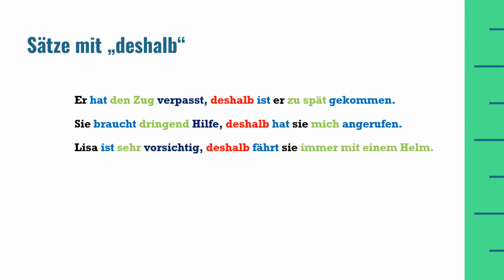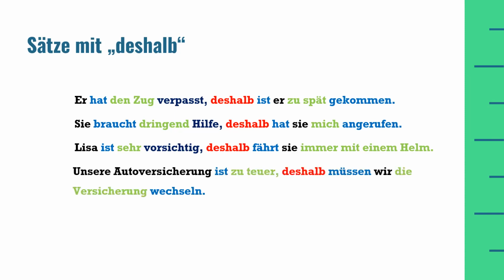Lisa ist sehr vorsichtig. Lisa is very careful. Deshalb fährt sie immer mit einem Helm. Therefore, she always travels with a helmet. Now, again, if we look at the second Hauptsatz, we start it with deshalb, and after that we use the verb, which is conjugated according to the subject at the third position. The subject is sie, so fahren becomes fährt, and after that we have used immer mit einem Helm.